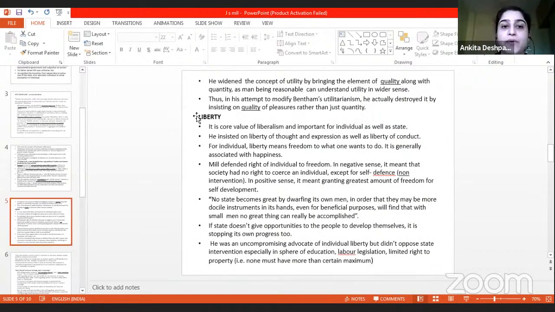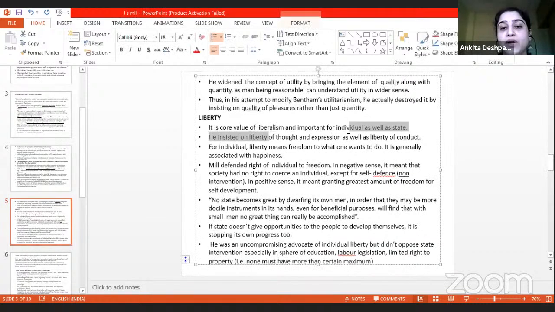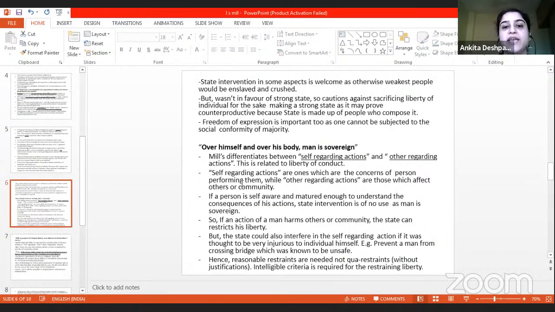Then I spoke to you about his concept of liberty. He gives a lot of importance to the concept of liberty. He focuses on both liberty of thought and expression as well as liberty of conduct. So when I was teaching you conduct, we came to this concept: over himself and over his body, man is sovereign.